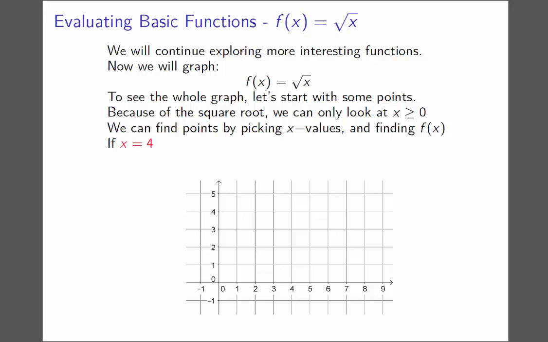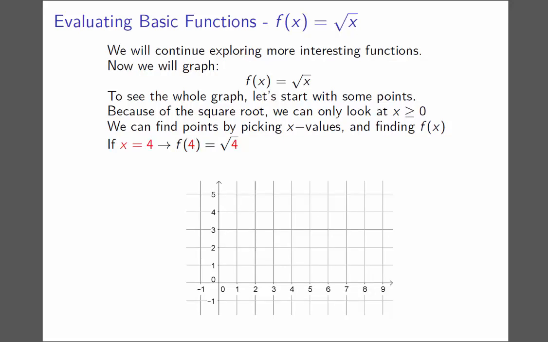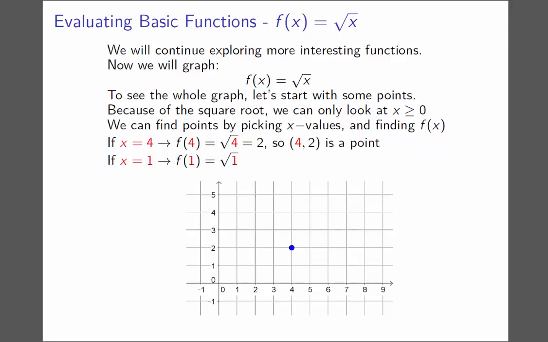For example, if x is 4, then f of 4 is the square root of 4, which is 2. So (4, 2) is a point that we can include on our graph. And if x is 1, then f of 1 is the square root of 1, which is 1 as well. So (1, 1) is a point that we can include on the graph.